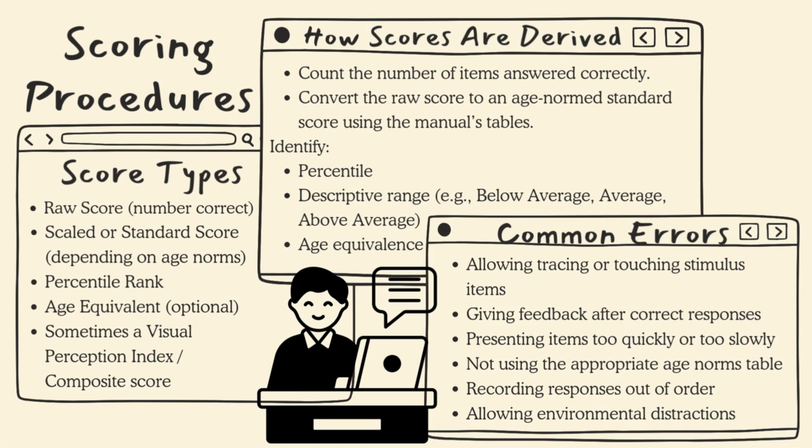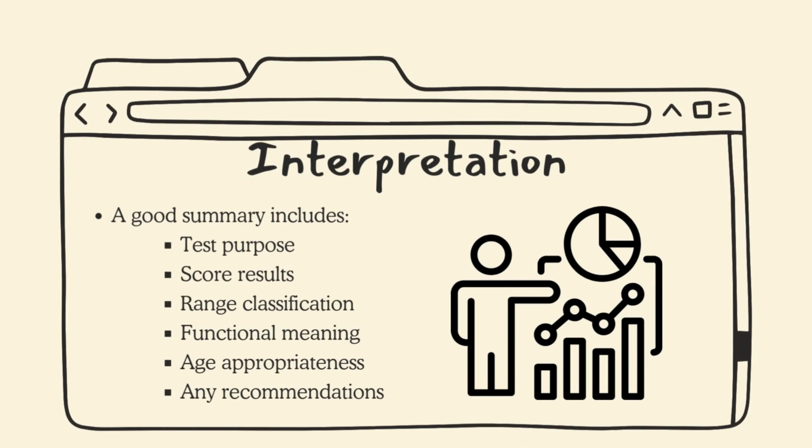Some common errors are allowing tracing or touching stimulus items, giving feedback after correct responses, presenting items too quickly or slowly, not using the appropriate age norm tables, recording responses out of order, and allowing environmental distractions, kind of like when your cat comes and crashes the party. All right, so a good interpretation will include the test's purpose, the score results, range classification, functional meaning, age appropriateness, and then any recommendations.